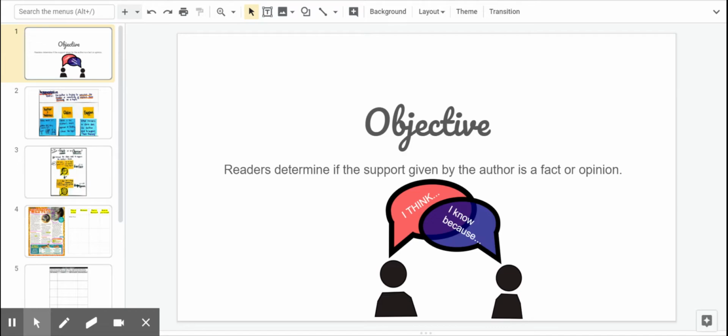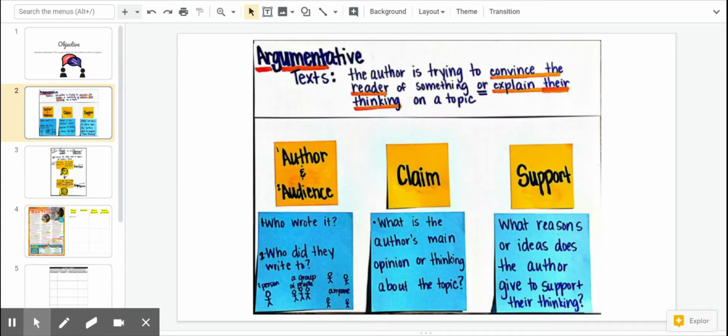Our reading this week is going to be talking about how we determine the support that's given by an author, whether it's a fact or an opinion. Last week we talked about argumentative text, and so I'm going to review quickly with you what argumentative text is because the two of them kind of interlink.